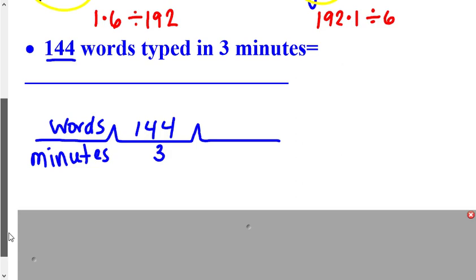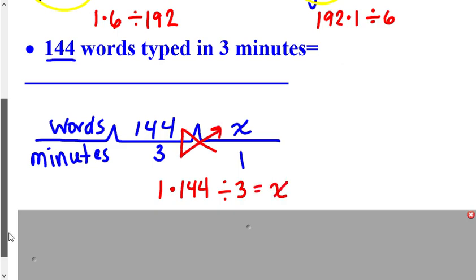Now, what we're wanting to figure out then is how many words in 1 minute. And we can solve this using our cross multiply and then divide. So 1 times 144 divided by 3. So we divide by the number that's left, and that gives us the value of our variable. And when we do that, we're going to get x equals 48.